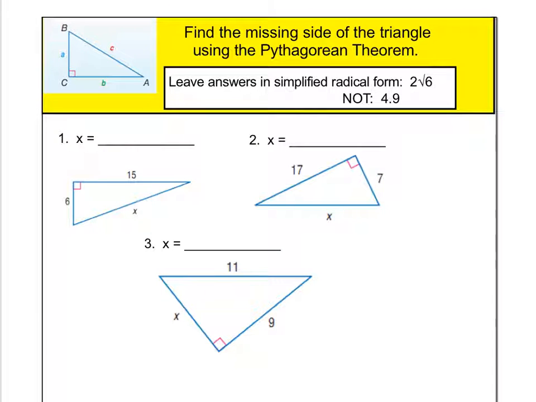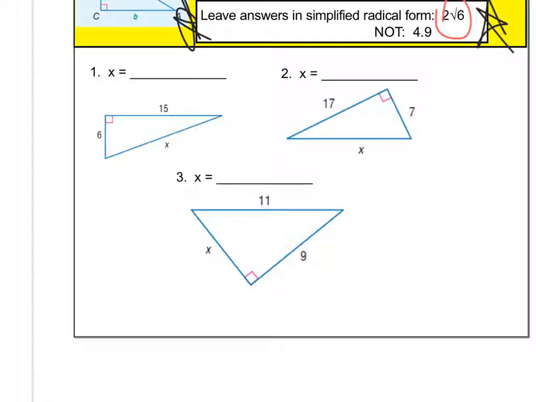So here's what we're looking at. Please note you want answers in radical form, not decimal form, okay? No decimals. I want it in simplified radical form. Don't get lazy and put a decimal. You will be wrong. So for number one, 6 squared plus 15 squared equals x squared.